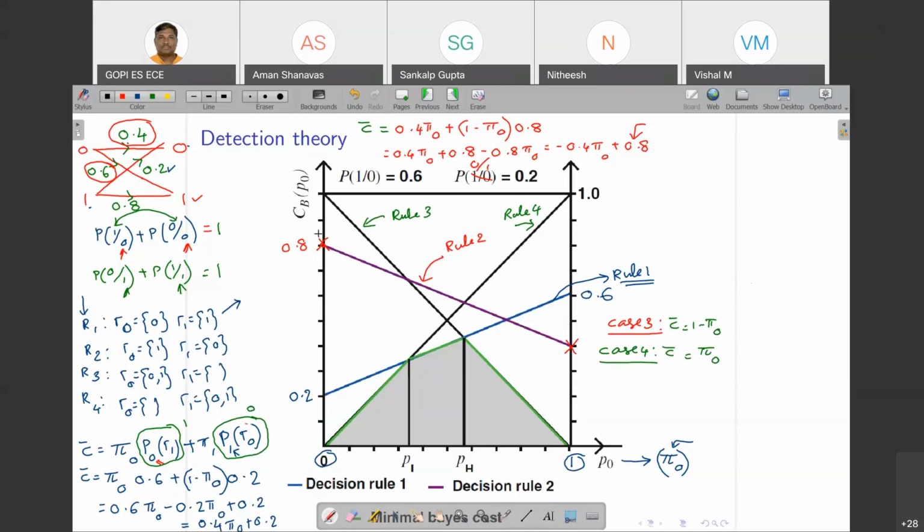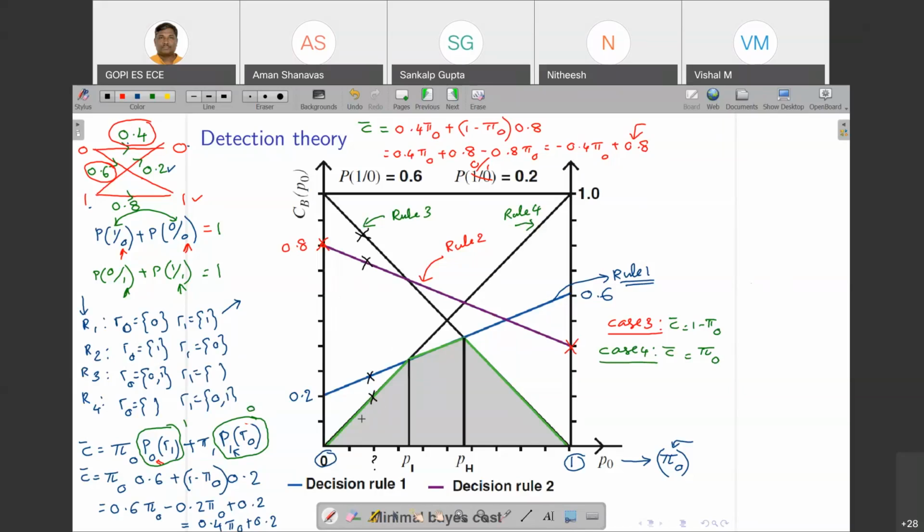For example, let us consider a prior probability. What are the possible rules and the corresponding Bayes costs? Say this is one, this is another, and somewhere here is another, and this is another. So we have 4 rules: this is rule 4, this is rule 1, this is rule 2, and this is rule 3. Among these 4, the minimum is rule 4.